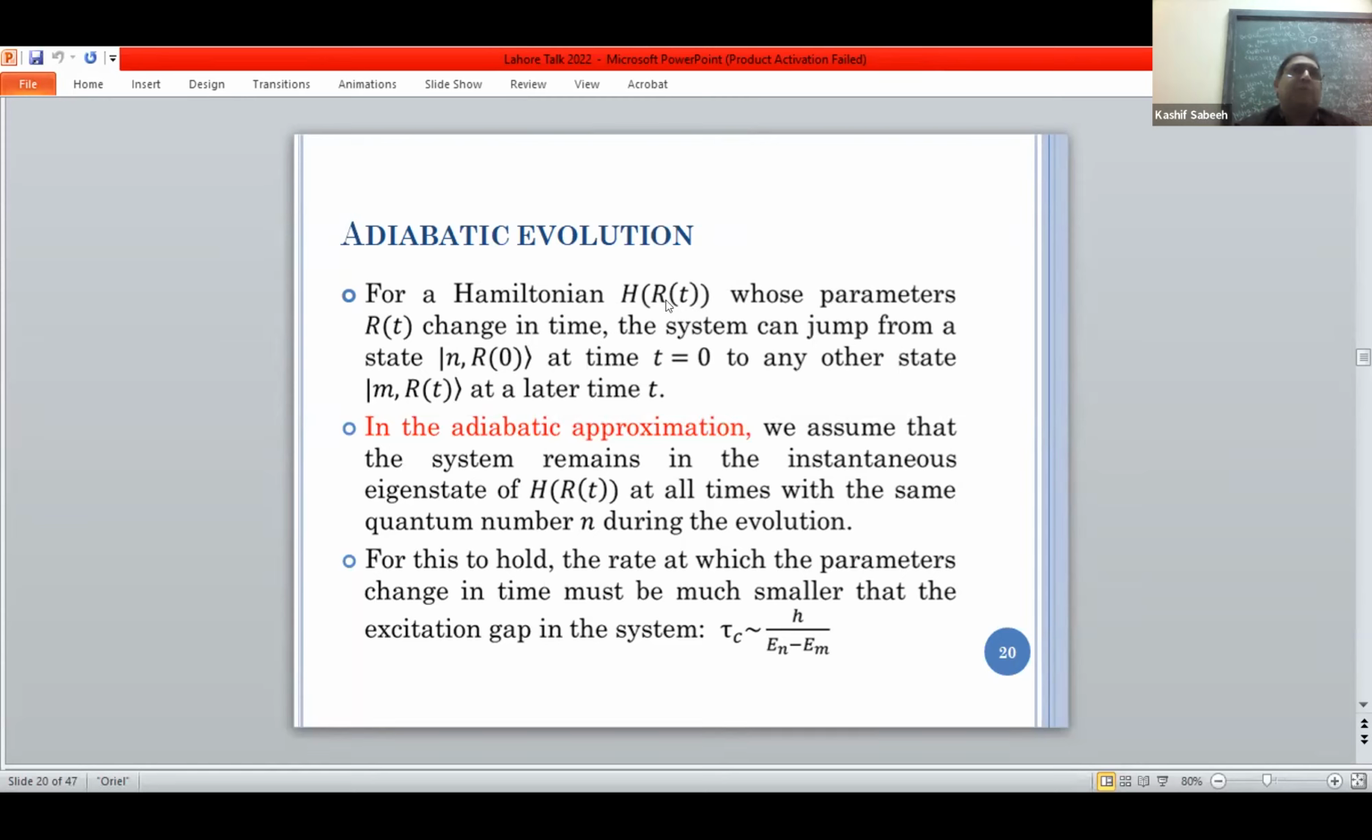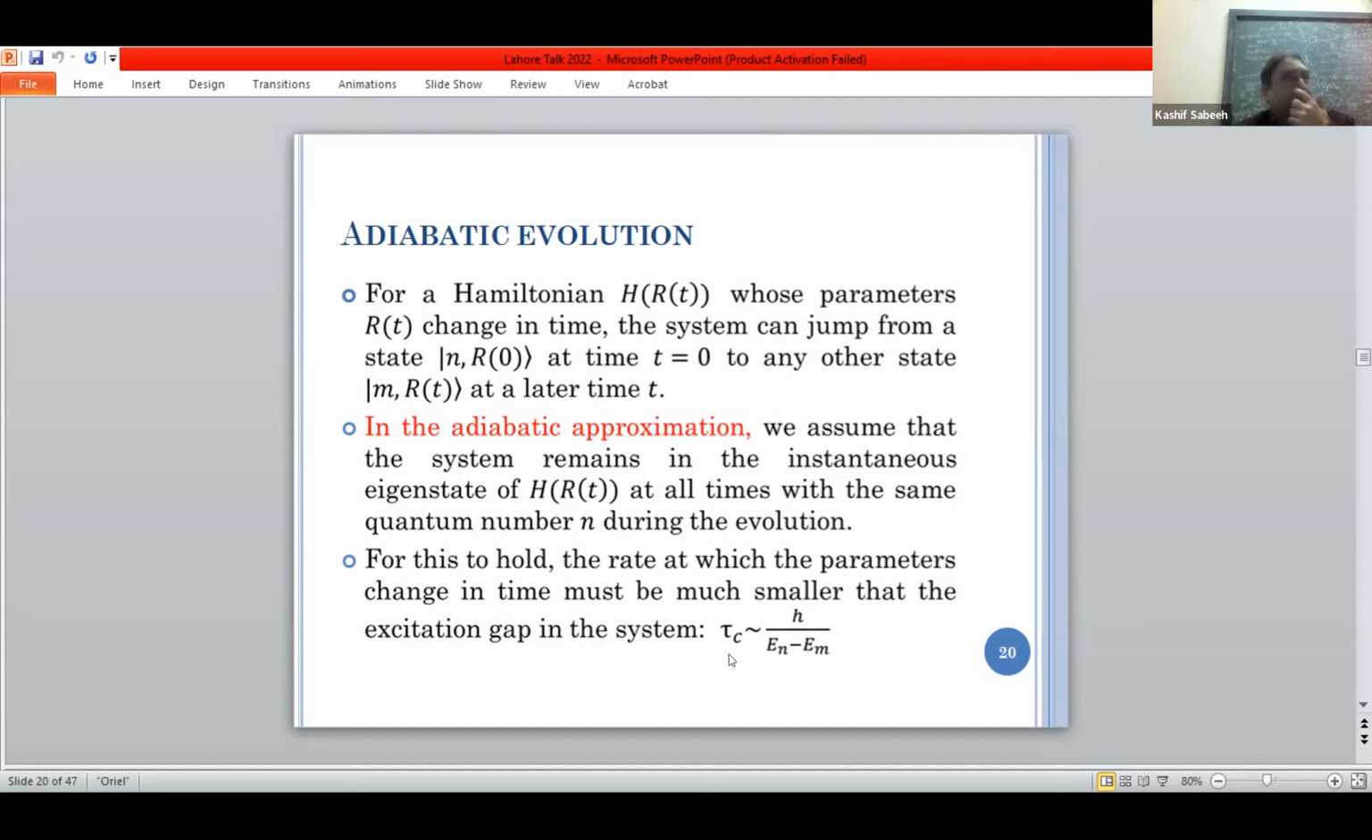Usually when you start the system in some initial state and the system is governed by a time-dependent Hamiltonian, what would happen is that generically the system would transition. So if you start in some state n, it can transition to state m. But in the adiabatic approximation, you don't want the system to transition. So you only allow for very slow variation of the Hamiltonian, very small change in the Hamiltonian. So in this case, you vary this parameter R of t slowly.